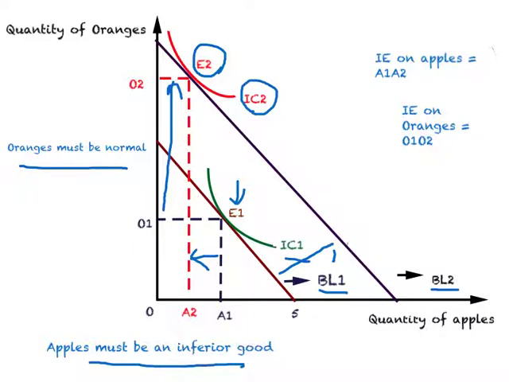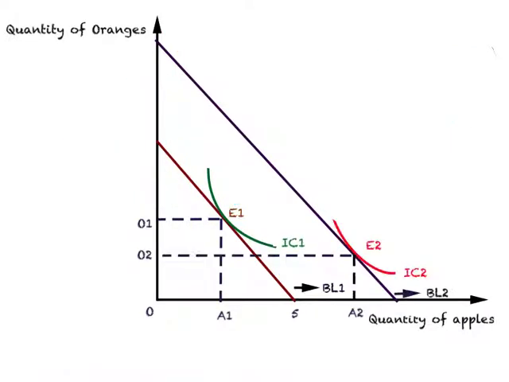What is normal or inferior? It entirely depends on the preferences of the consumer. In the first diagram that we looked at for income effect, we found both goods were normal. Here we find only one is normal and the other one is inferior.